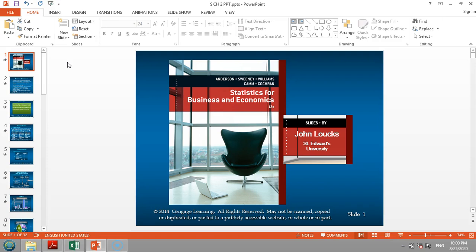And today we're going to be doing Chapter 2, the first part of descriptive statistics. Today we're covering ways to represent data, graphical ways and tabular ways. Summaries of data is what we'll be doing.